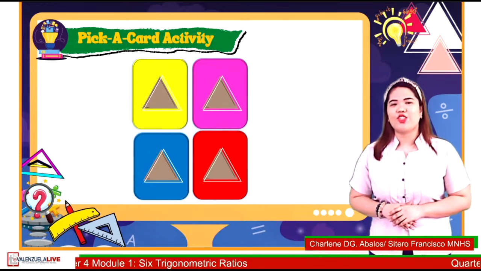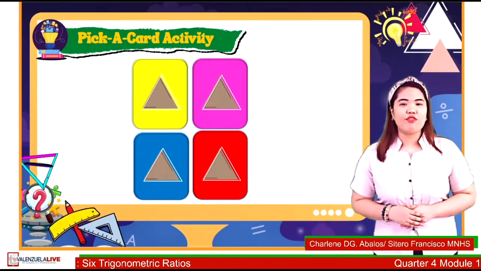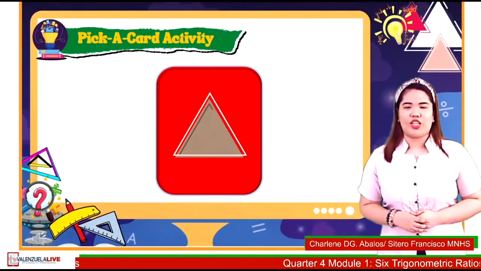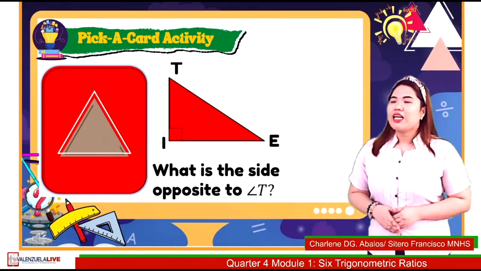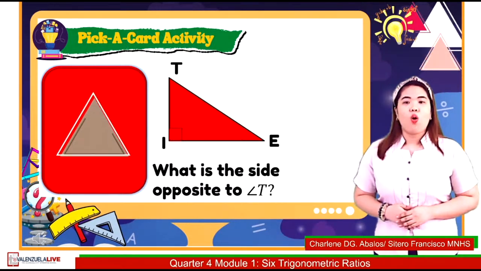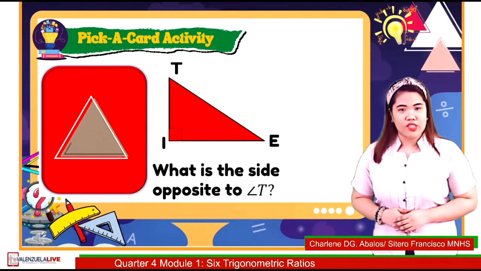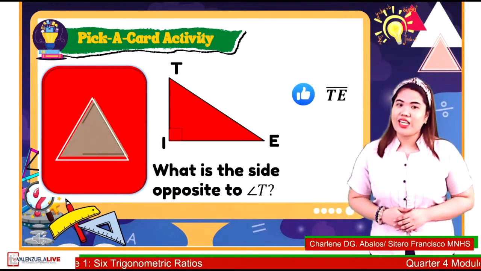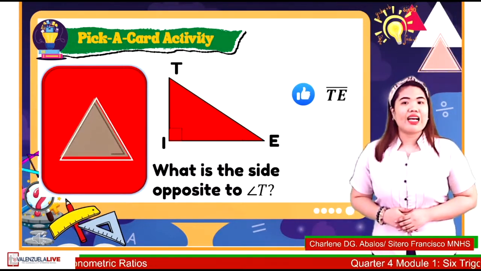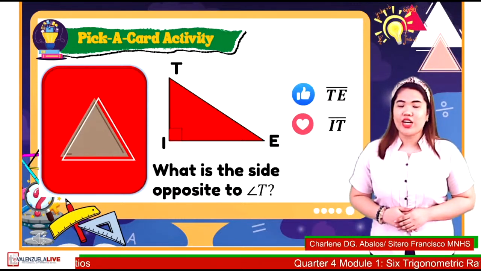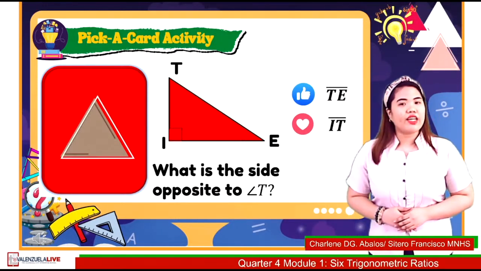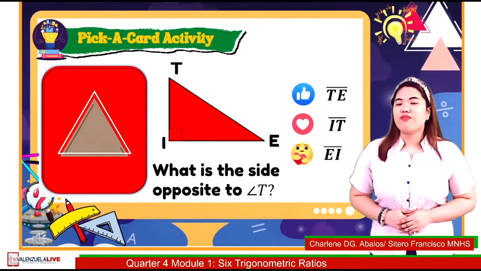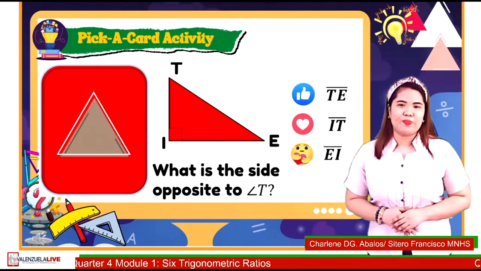Okay, you have different answers here, but majority of you chose red card. Here is the question. Given triangle TIE, what is the side opposite to angle T? Click like if your answer is segment TE. Click heart reaction if your answer is segment IP. And care reaction if your answer is segment EI. You have 5 seconds to answer. Go!